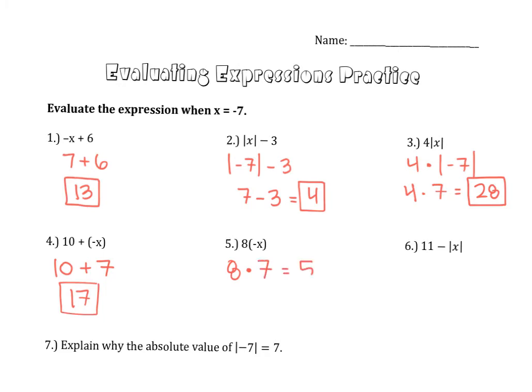And then 8 times 7 is 56. And the last one, we have 11 minus the absolute value of negative 7. Again, we have to take the absolute value first, so the absolute value of negative 7 is positive 7, and 11 minus 7 is positive 4. So again, if you got any of those wrong, make sure you fix them.